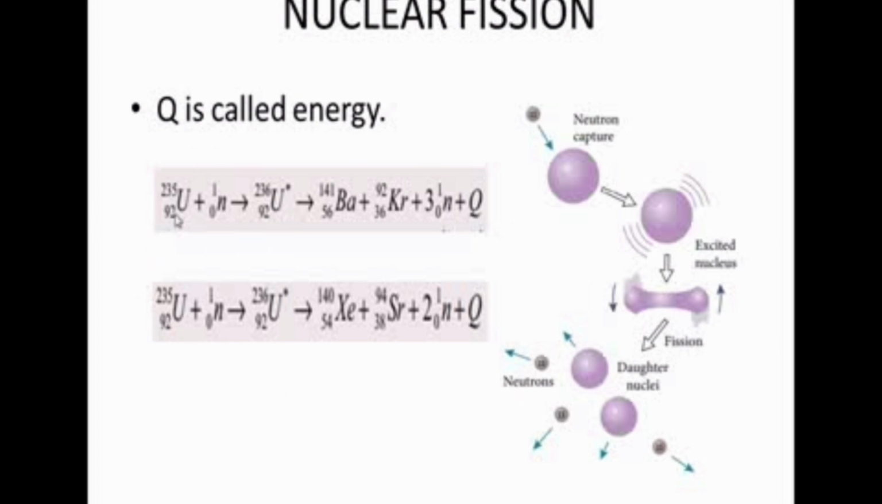That is uranium-235 (92) bombarded with a neutron. It becomes uranium-236 (92). It gives barium and krypton plus 3 neutrons plus energy. This is one form of the equation.